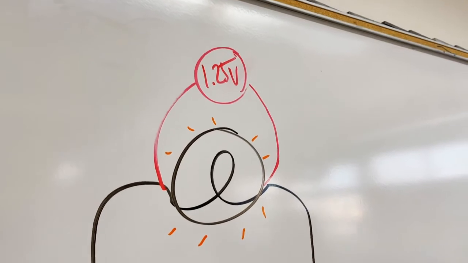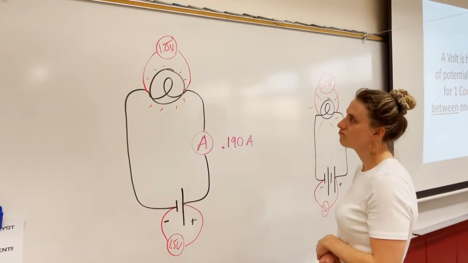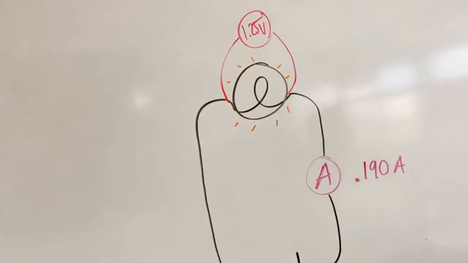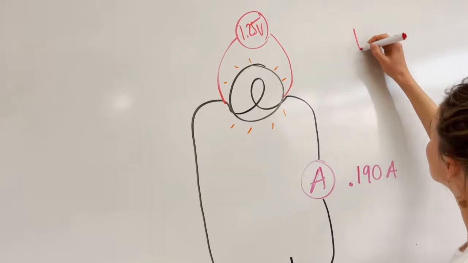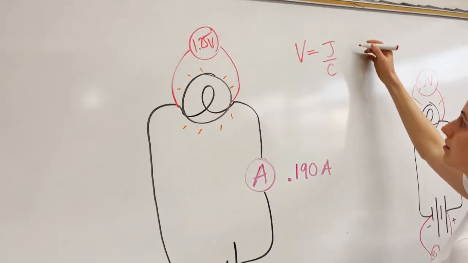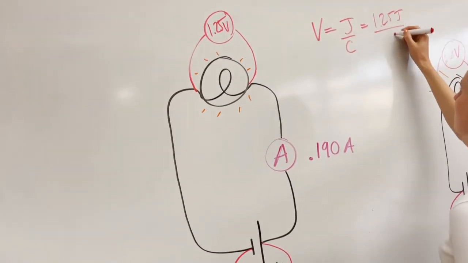That's 1.25 volts. If I remember correctly, a volt is joules per coulomb. So 1.25 joules per coulomb. That's what we're saying up there, right? So volt equals joules per coulomb. Joules for every coulomb.